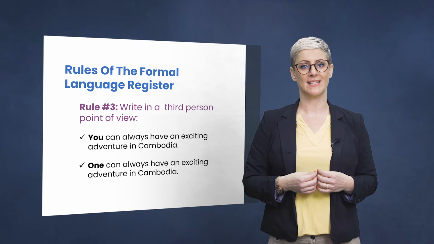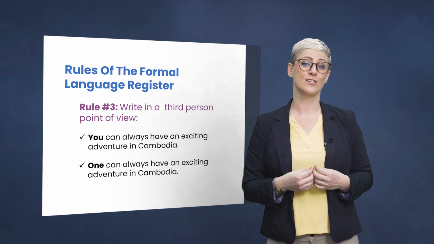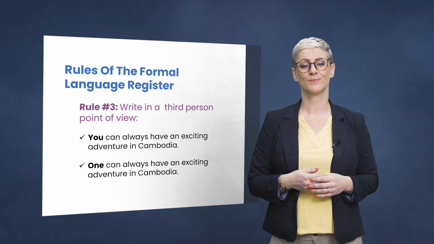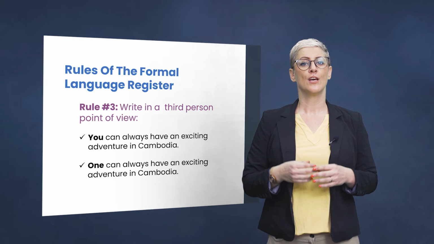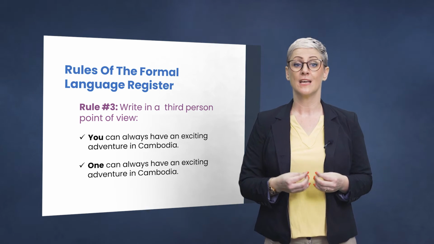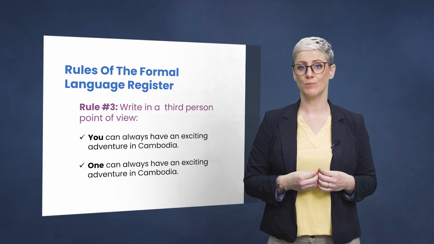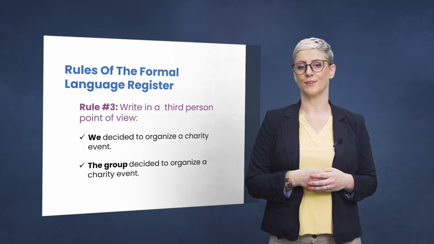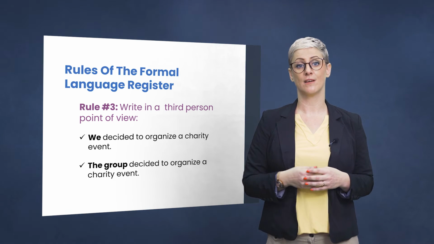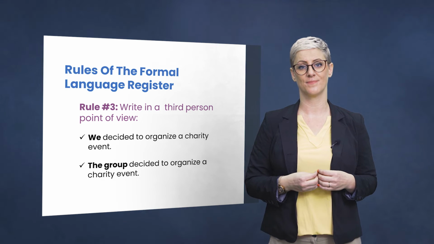In formal writing, we usually don't use first person or second person unless it's a quote. Avoid using I, you, we, us. For example, you can always have an exciting adventure in Cambodia. Write instead, one can always have an exciting adventure in Cambodia. Or another one, we decided to organize a charity event. Write instead, the group decided to organize a charity event.